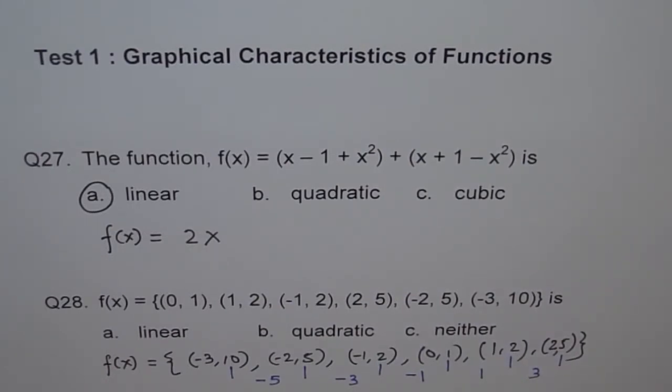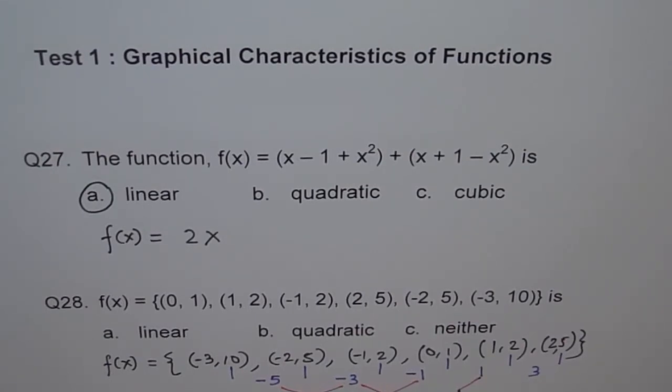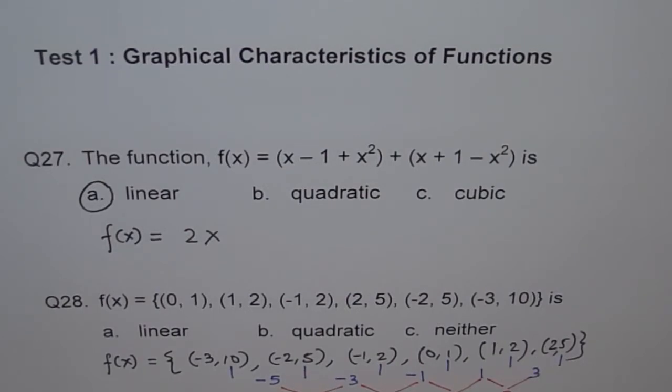Now let's find out the second difference. Second difference for this is minus 3 minus minus 5, so it gives me plus 2, correct? And minus 1 minus minus 3 gives me plus 2. 1 minus of minus 1 gives me plus 2. And 3 minus 1 gives me plus 2. So that is the second difference, correct? And we see the second difference is constant. Therefore, the function is quadratic, correct?